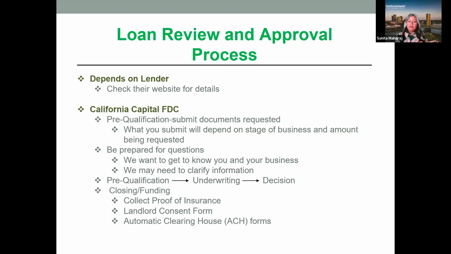And then, so we go from the pre-qualification stage. Yes, we have a loan that is for you. Then we're going to go to the underwriting stage. The underwriter is going to underwrite it, approve the deal or not approve the deal. So the decision is then made. And then we go to closing and funding. Now, these are just some of the items that we're going to collect at the closing table or funding table: proof of insurance, landlord consent waiver form if you're going to be leasing a property or you're already in a property, and then also ACH form. We do direct access payments, so we take payments directly, and a lot of lenders are doing that as well.